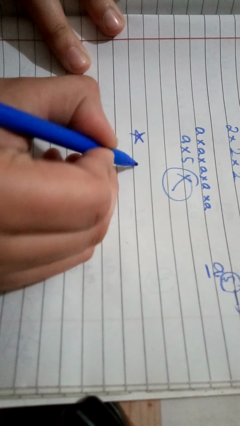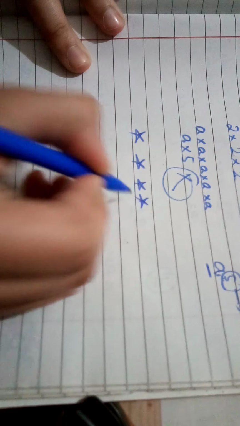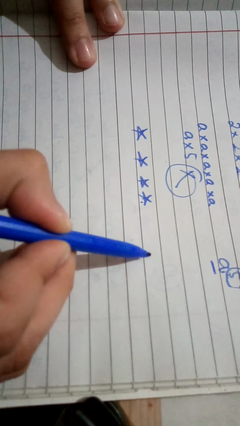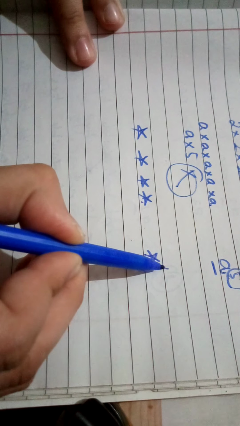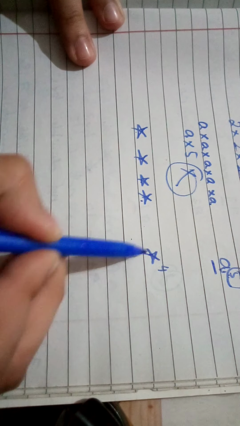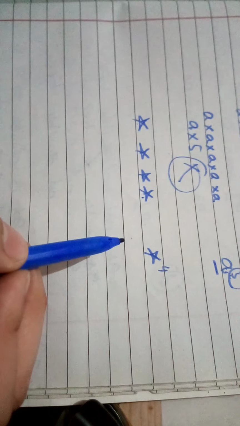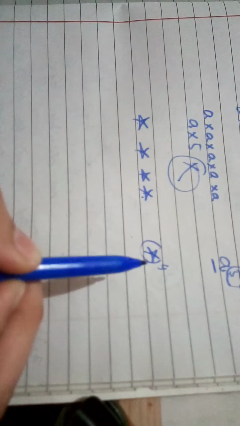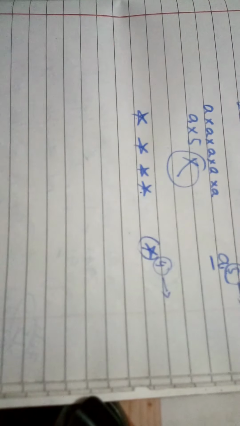Suppose I just make stars. How many stars do we have? 1, 2, 3, 4. 4 stars. So this is the representation in the form of index notation. How many stars do we have? 4. This 4 is your index notation.